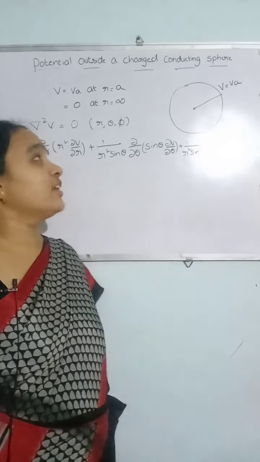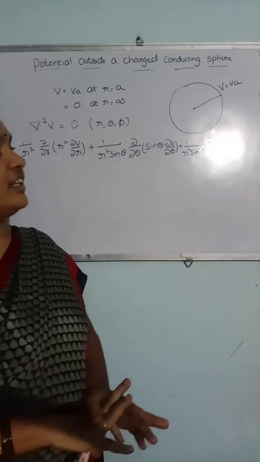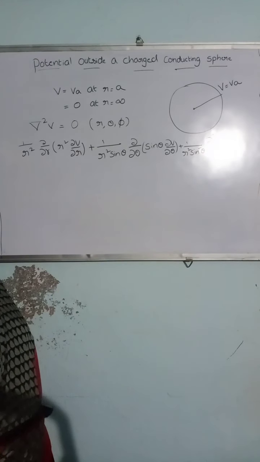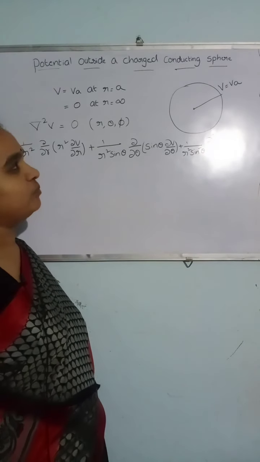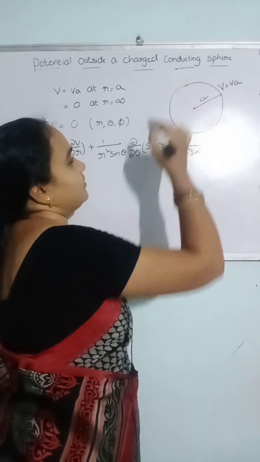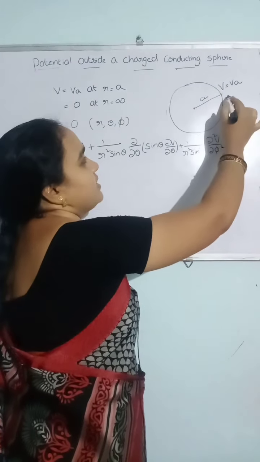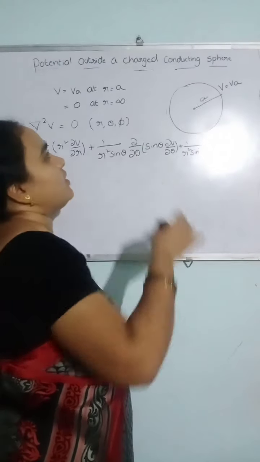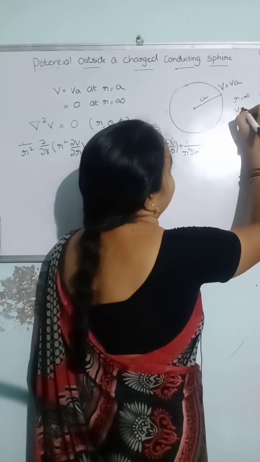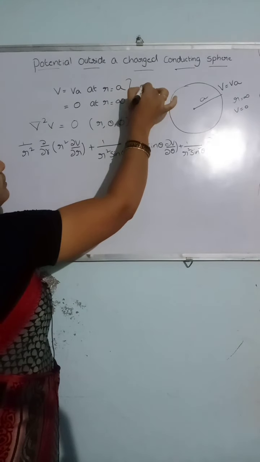Hello students, today we are going to discuss the applications of Laplace equation and their solution in spherical polar coordinates. The first application is potential outside a charged conducting sphere. Let us consider a conducting sphere of radius a such that the potential on the surface of the sphere is VA, that is at r is equal to a, and outside the surface let the potential be infinite. So these two conditions are the boundary conditions for this problem.